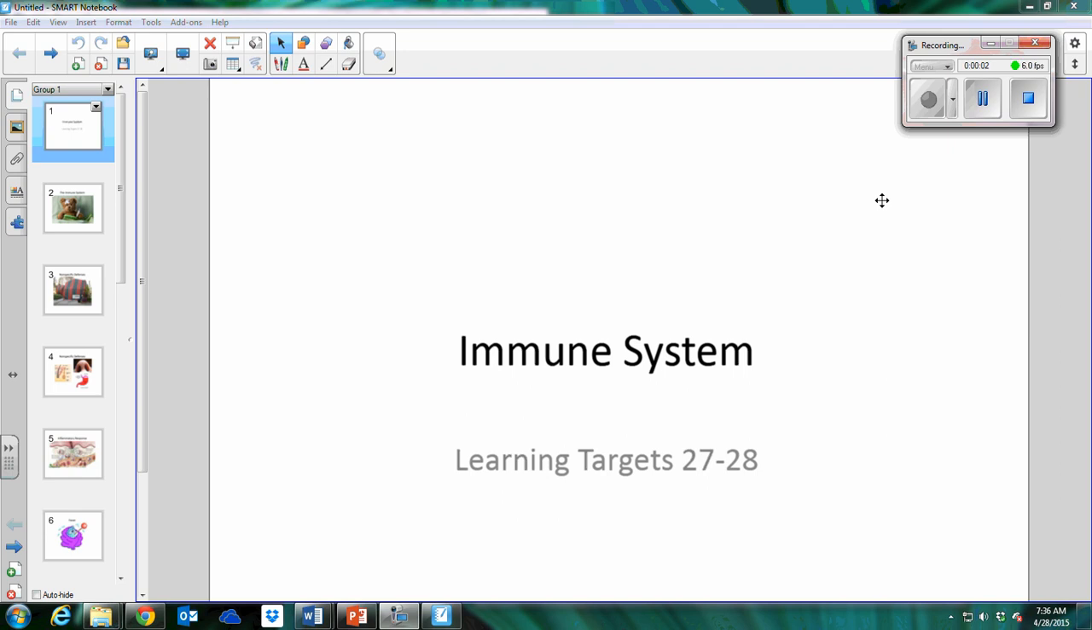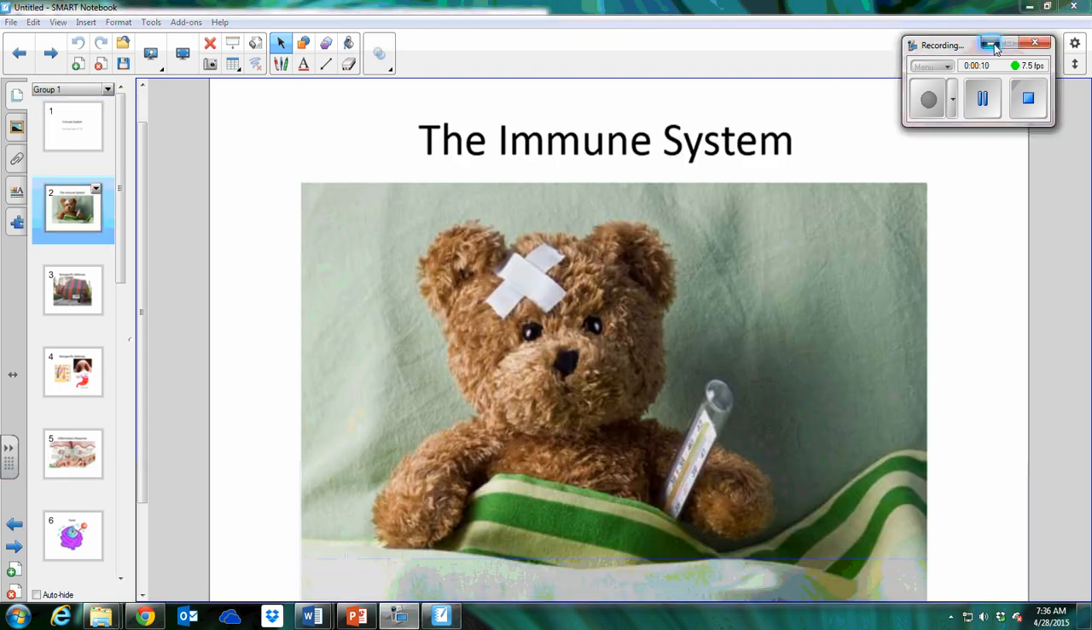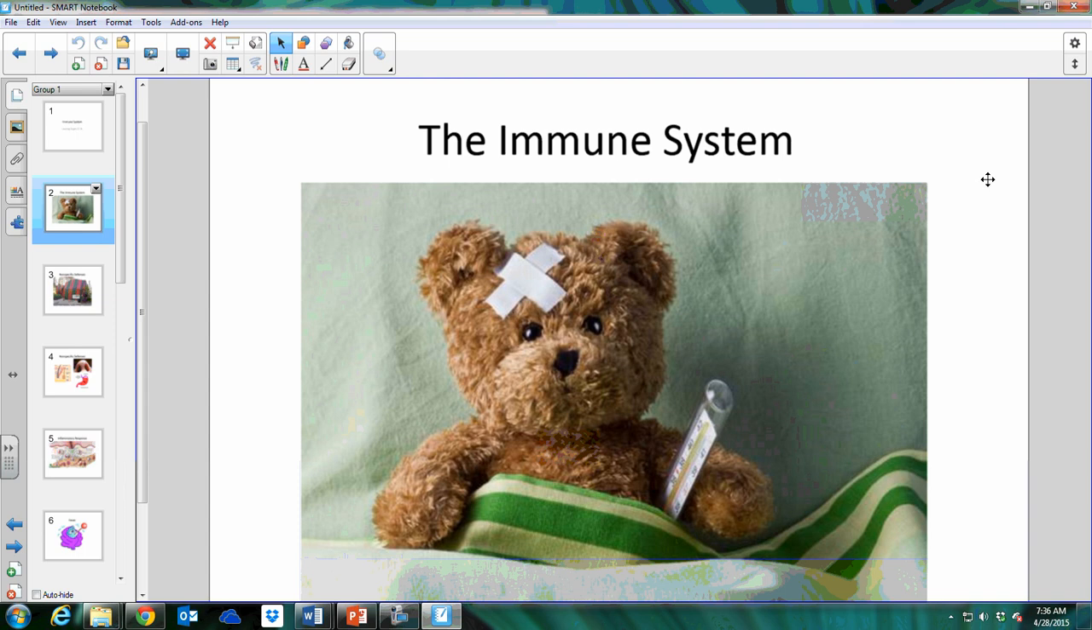This video is on the immune system. It's Unit 9, Learning Targets 27 and 28. The immune system is one of the systems of your body. It doesn't really have a specific organ involved with it, but mostly involves your white blood cells. The function of the immune system is to eliminate pathogens, infections, and foreign objects in your body.